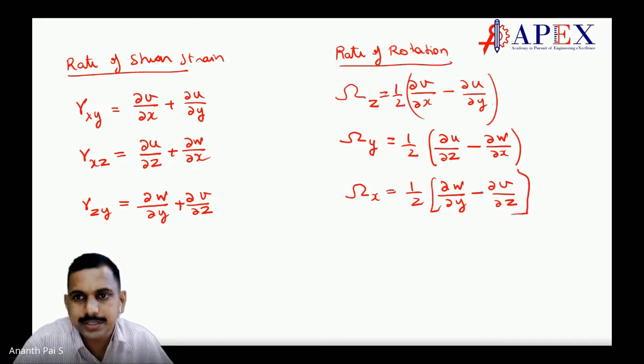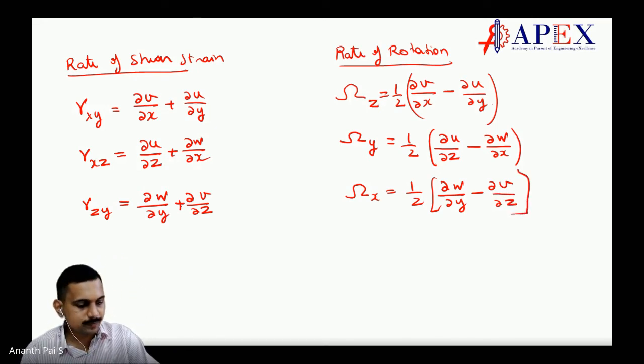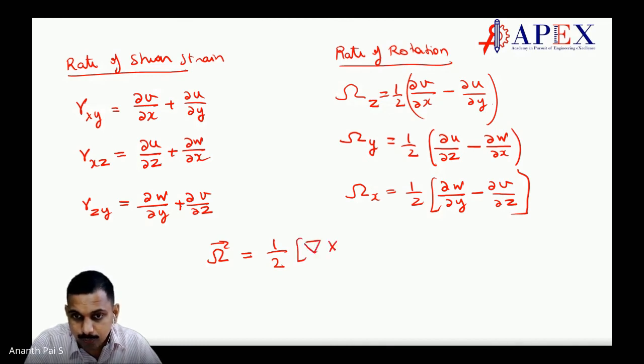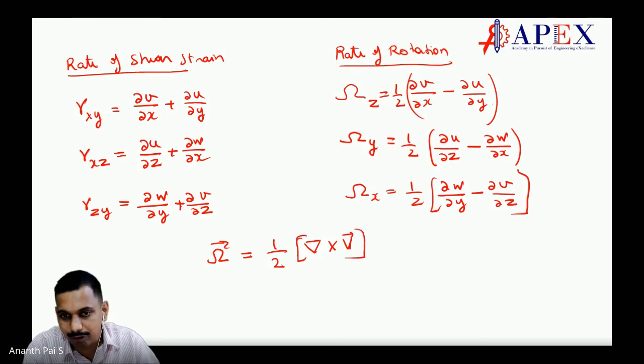Make sense, students? Write this down. And there is a way by which we can find it out. This actually comes as omega, which is the rotation vector, if you consider it as a vector. This vector is equal to half into del crossed with the v vector. Make sense? Very easy to find it out.